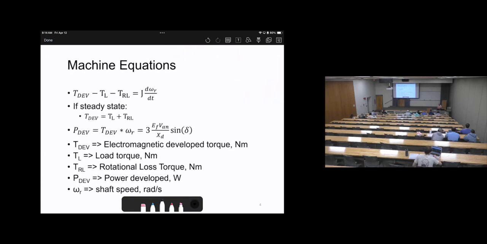Okay. So what are the machine equations? Again, basically, we convert electrical energy to mechanical energy. Whenever we discuss something related to the electrical side, we talk about power, and discuss the power formula. While in the mechanical side, we use torque. Electrical engineers prefer to use power, mechanical engineers prefer to use torque. So there is the torque equation.